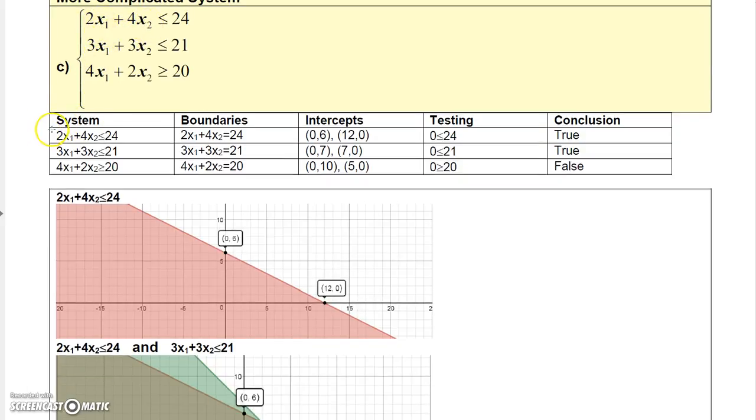Okay, so the first one, I'm going to do this just like I did before. I'm going to identify the 3 boundaries, and then I'm going to find the intercepts of the 3 boundaries. And I think you know how to find the intercepts by now.